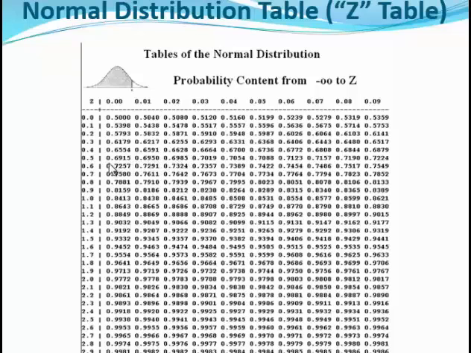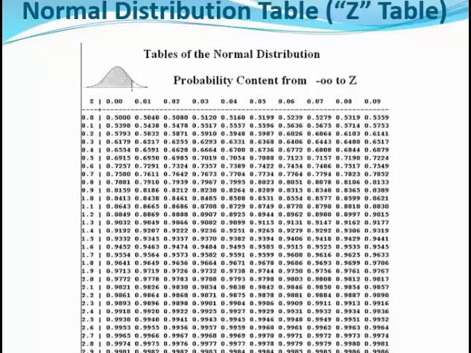Okay, let's go here because again, 0.53, and the answer would be 70.19%, or 0.7019. If I ask you what's to the left of 2.78, well, then I'd have to go down here, 2.7, and go all the way to 8 over here, which would be 0.9973, or 99.73%.